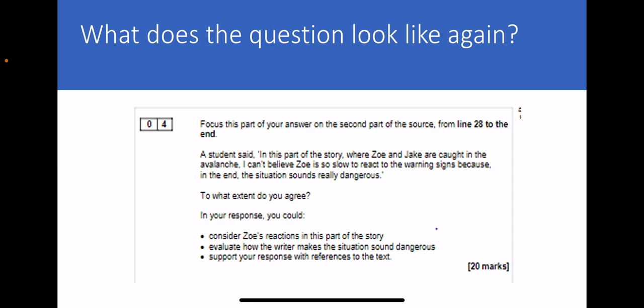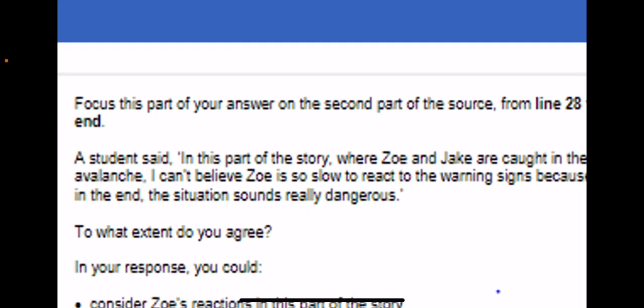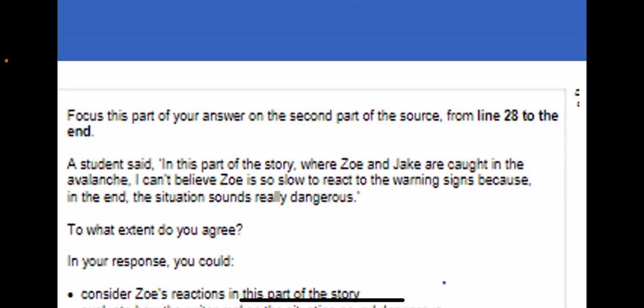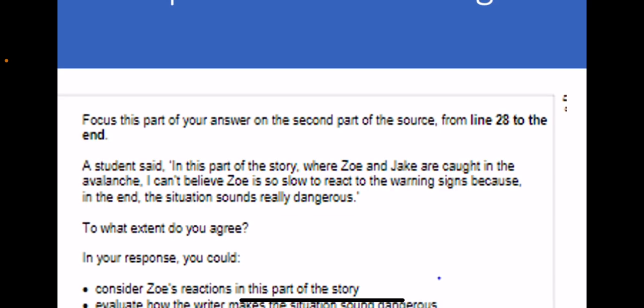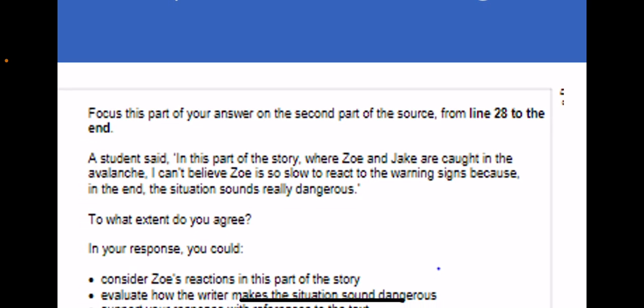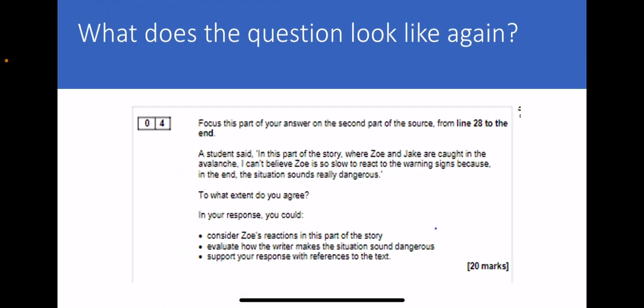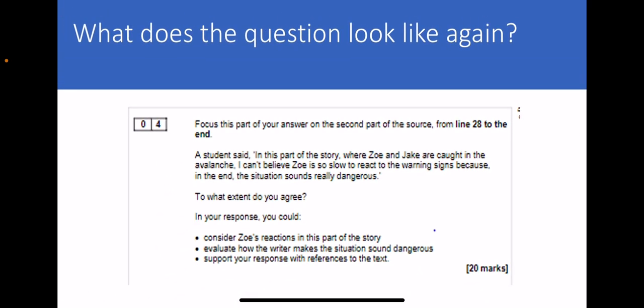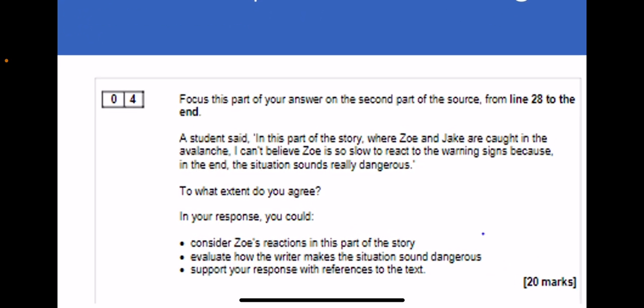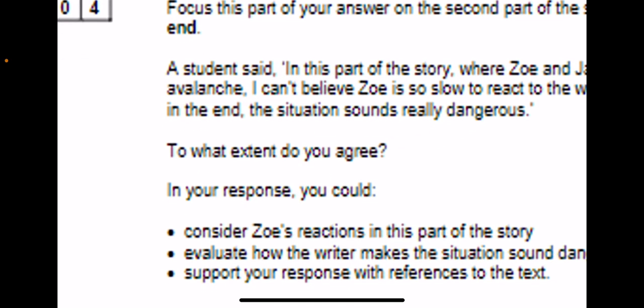So first of all, you've been given a really specific part of the extract to focus on. Your teacher will have told you to draw a box around those lines so you're not tempted to talk about anything else. Then you've got this statement which you need to respond to. The crux of the question is here. To what extent do you agree?